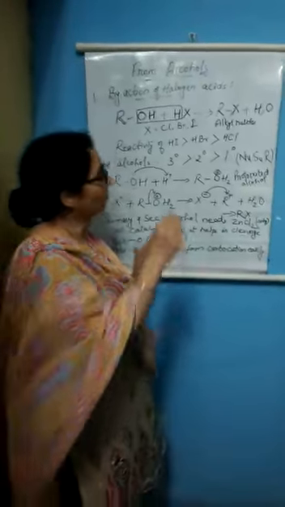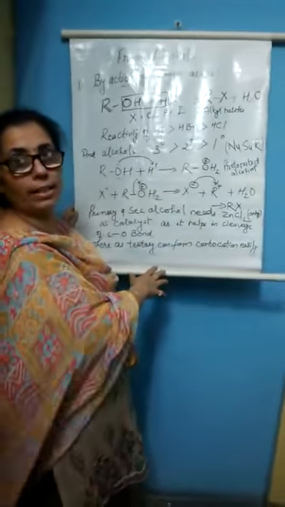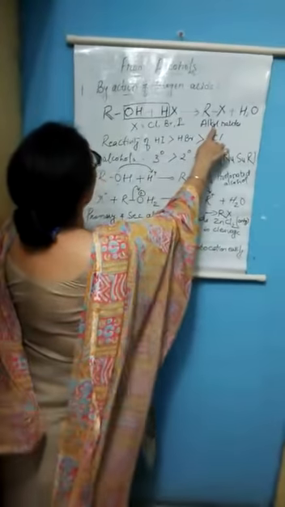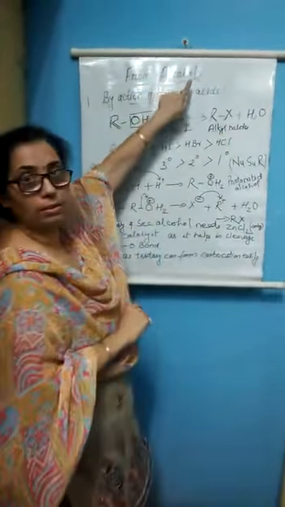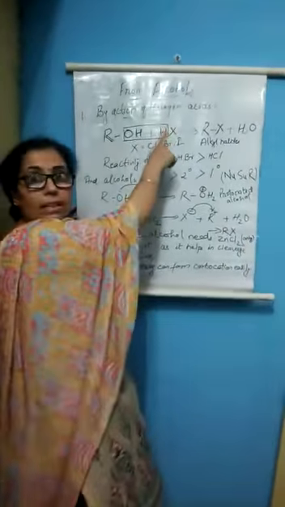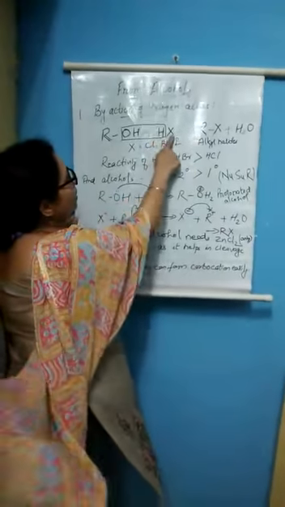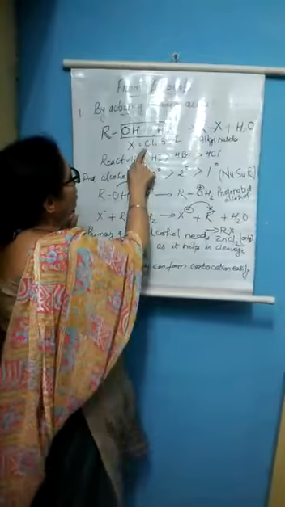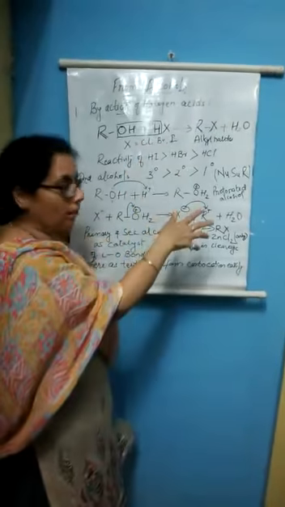Once again I will explain how to prepare alkyl halides. Alkyl halides are prepared from alcohols, by the reaction of alcohol with halogen acids. Halogen acids means HX, where X represents chlorine, bromine and iodine.